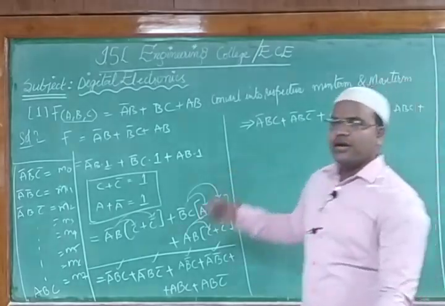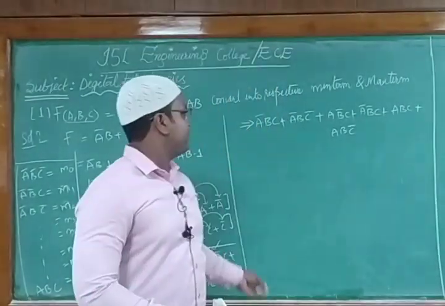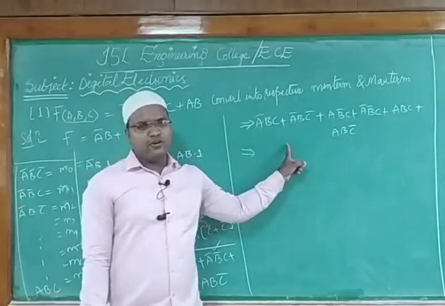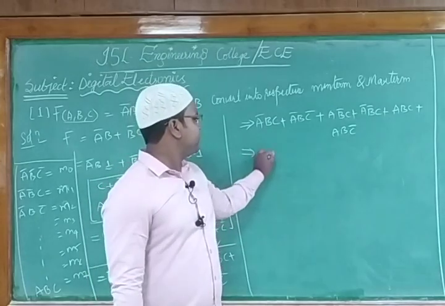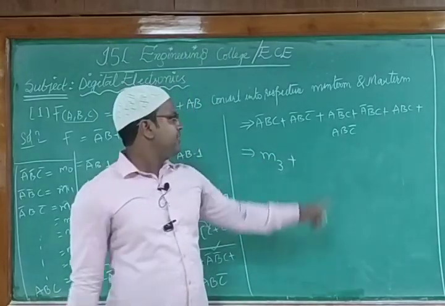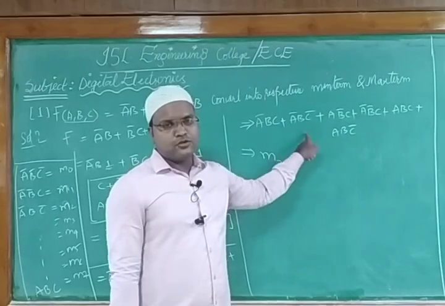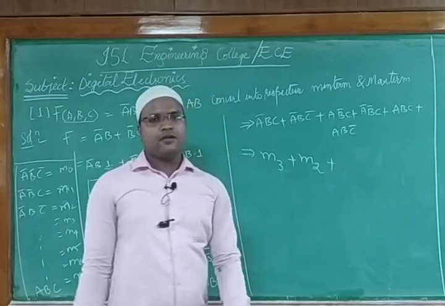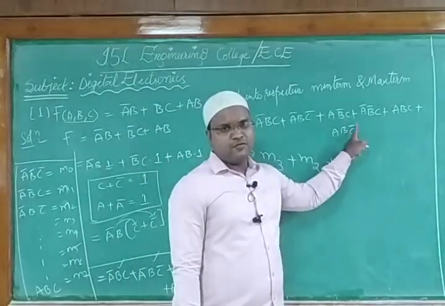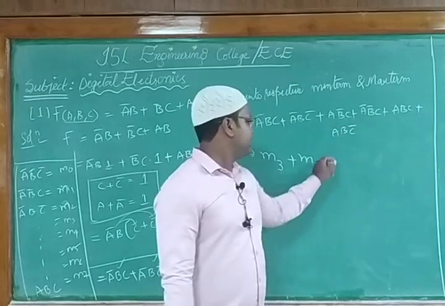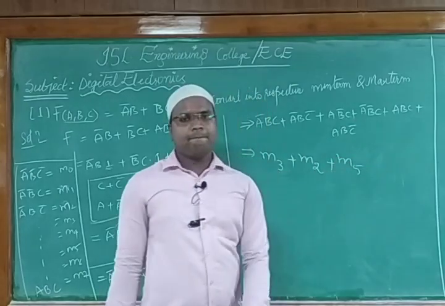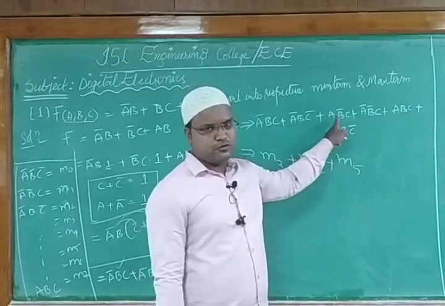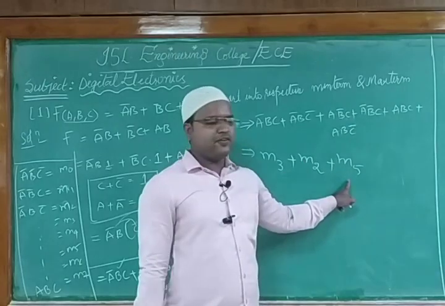Next we need to write it with respect to its min term. A complement B C means 0, 1, 1, which is 2 plus 1, so 3. I can write its min term M3, plus next 0, 1, 0, which is M2, plus next 1, 0, 1, which is 4 plus 1, so 5. So I'll write M5. The digit weights are 4, 2, 1, so 4 plus 1 is nothing but 5.